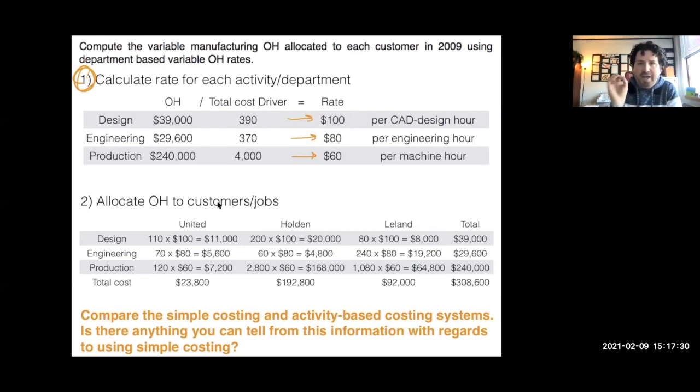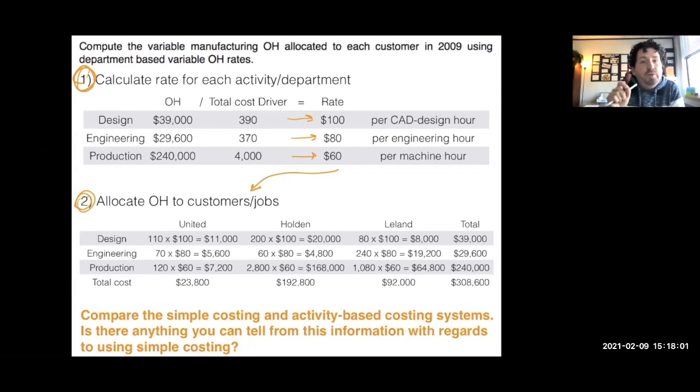Any questions on calculating the rate or the rates? The rate for each activity. So again, 3 activities equal 3 rates. I'm just scanning through everybody to see if I see any concern on faces. All right, everybody's good? All right, so step 2 then is we take these rates to allocate the cost. So that's step 2. So the rate for design was $100.